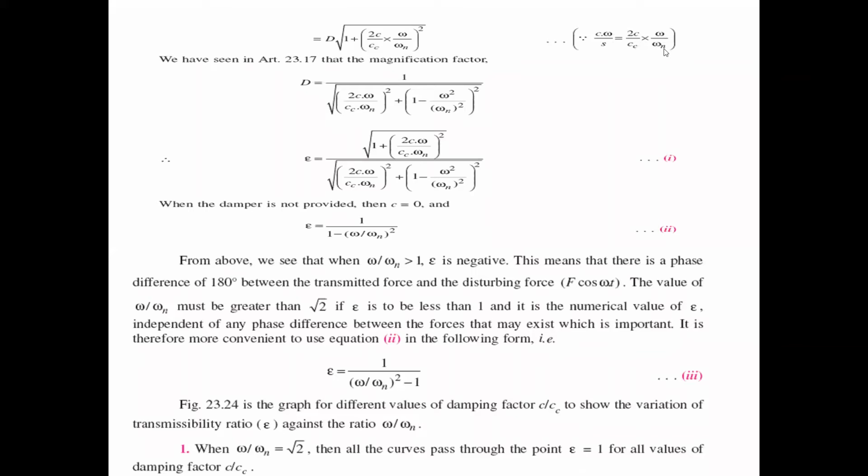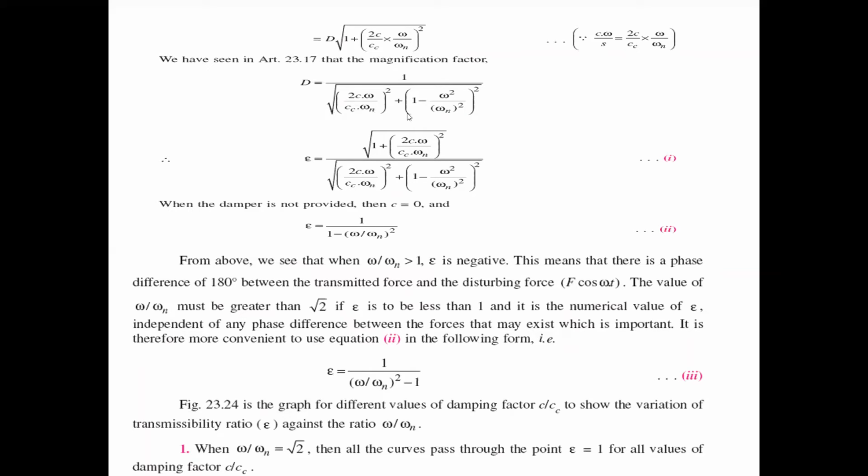Omega n means square root of s by m. So that means here they have multiplied and divided with the m term. When they make the multiplication and division with m, then this equation reduces to the required form. That is substituted in our main equation. So d into square root of 1 plus 2c by cc into omega by omega n whole square. Now the d value is known.